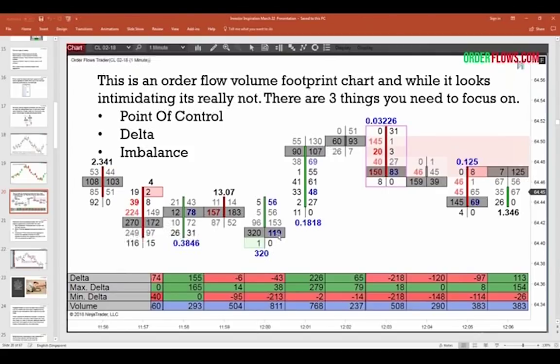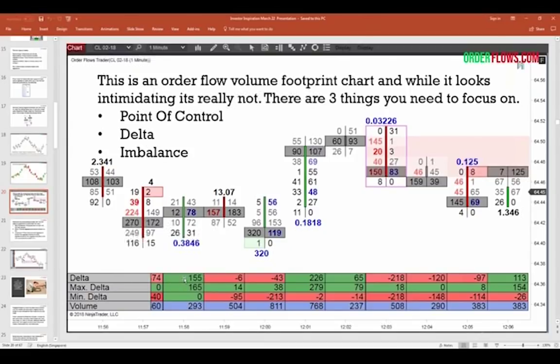I've done many videos and webinars on it. If you go to YouTube and subscribe to my channel, you can watch those videos. It's very revealing about the direction of the market. Delta is the net difference between aggressive buyers and sellers in the bar. It generally runs along the bottom of the chart. You can see down here, delta.